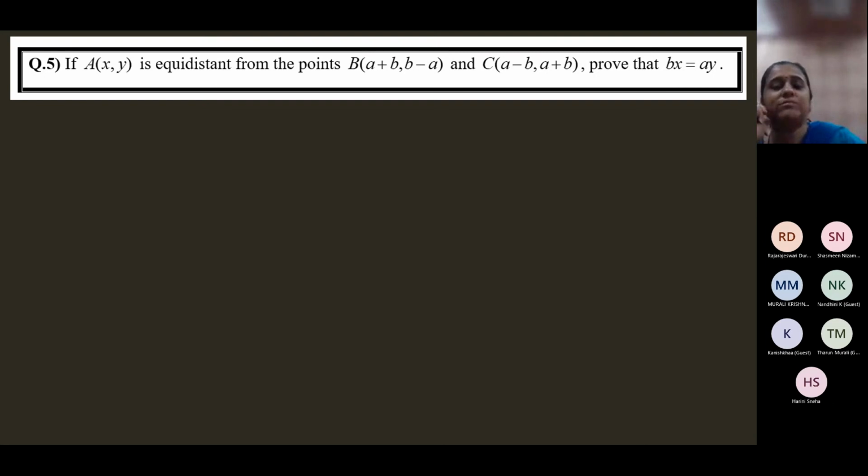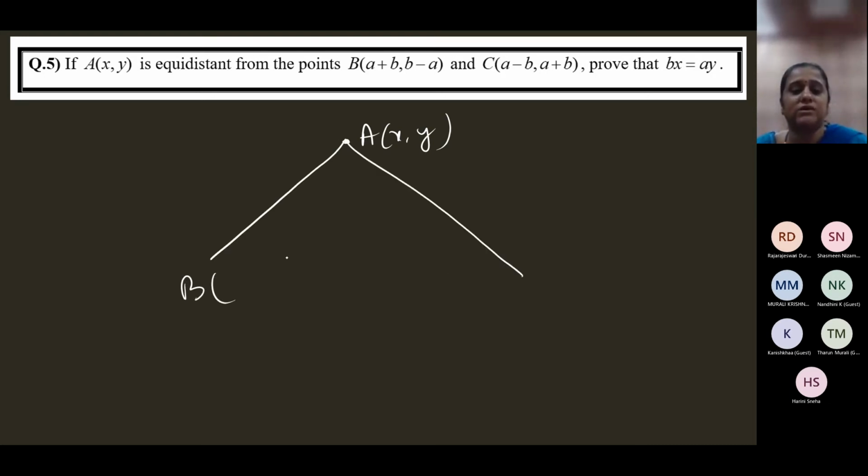A is equidistant from B and C. A is here, X comma Y. It's equidistant from B and C. That means you should work AB is equal to AC. How do you find AB? It's a distance formula. How do you find AC?